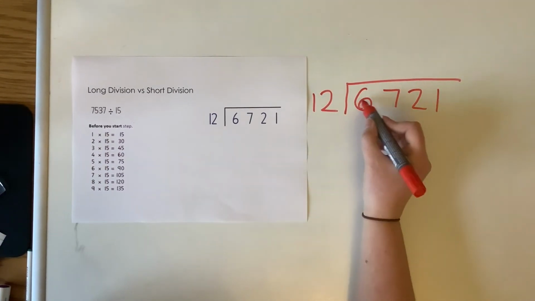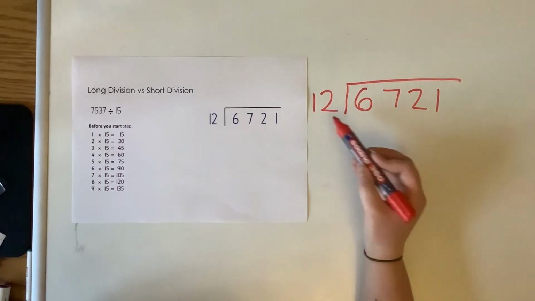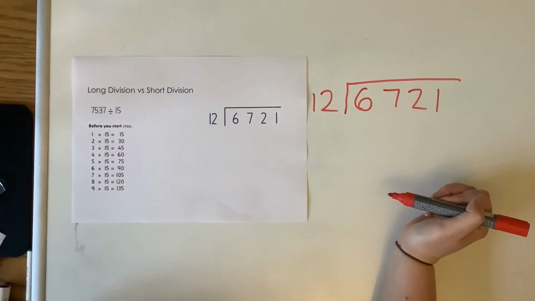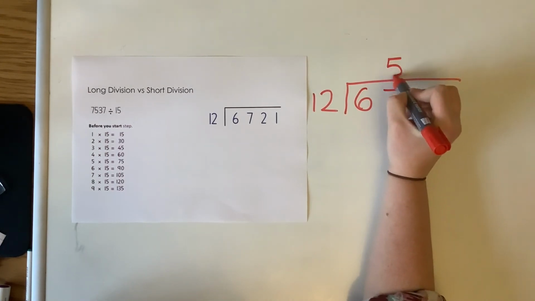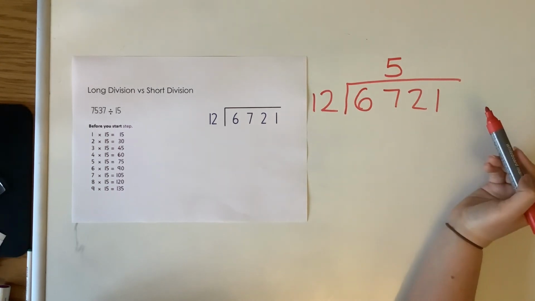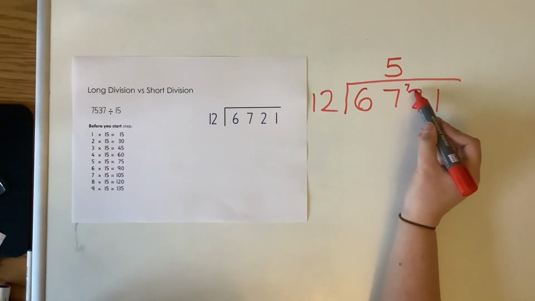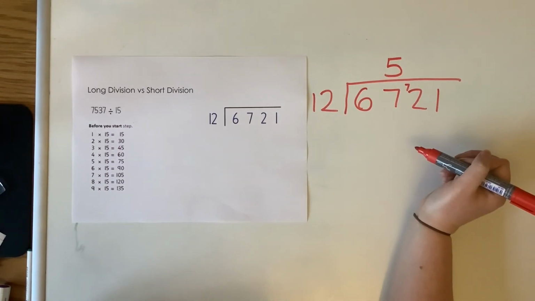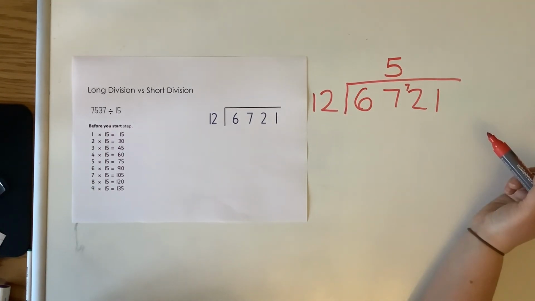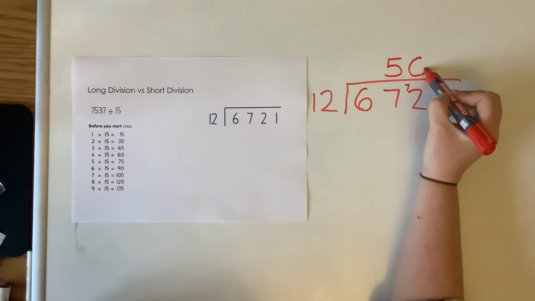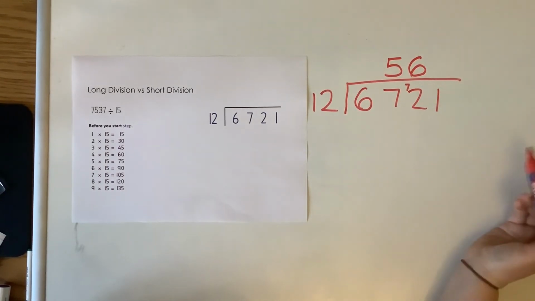Once again, I'm going to regroup my thousands and hundreds together. 67 divided by 12. How many 12s fit into 67? It would be 5, because 5 times 12 is 60. What's left over would be 7. So I just carry my 7 into my tens column. Now I've got 72. 72 divided by 12, that fits. That is 6. Are there any left over? No. So now how many 12s go into 1?